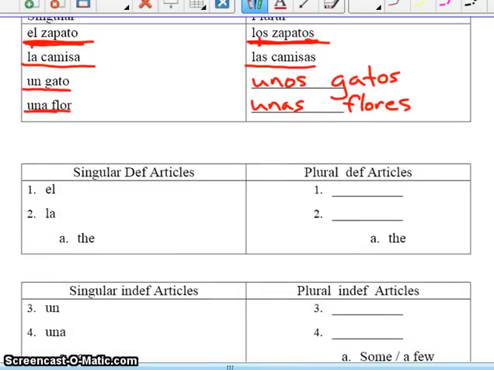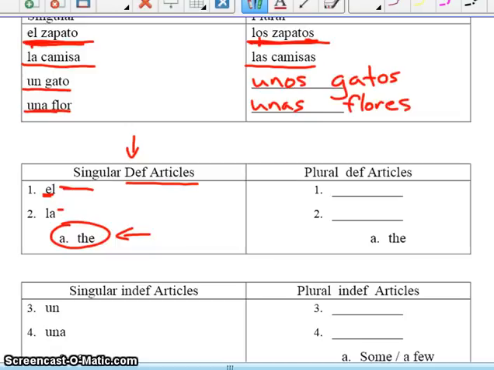Before we learn plural rules, remember last chapter I told you exactly what a definite article is? These words, el and la, mean the. Well, let's learn the plural of that. In English, we only have one word for the, but in Spanish, we actually have four.